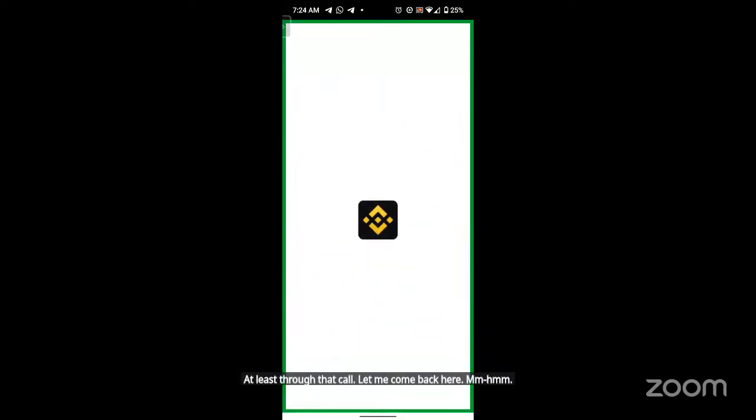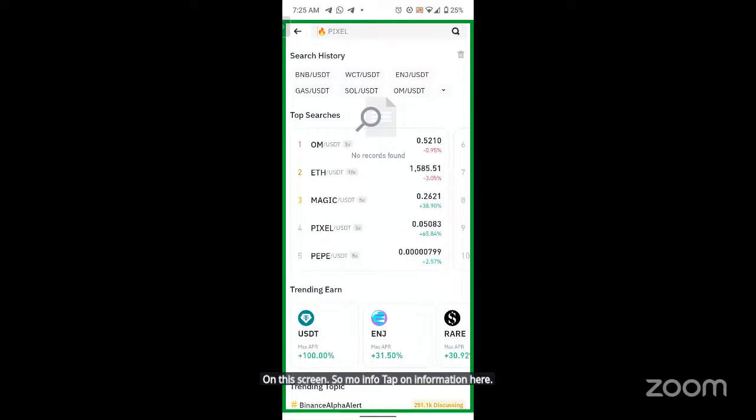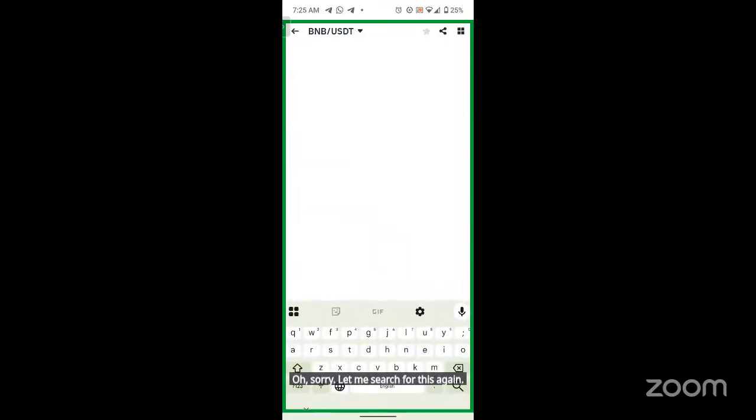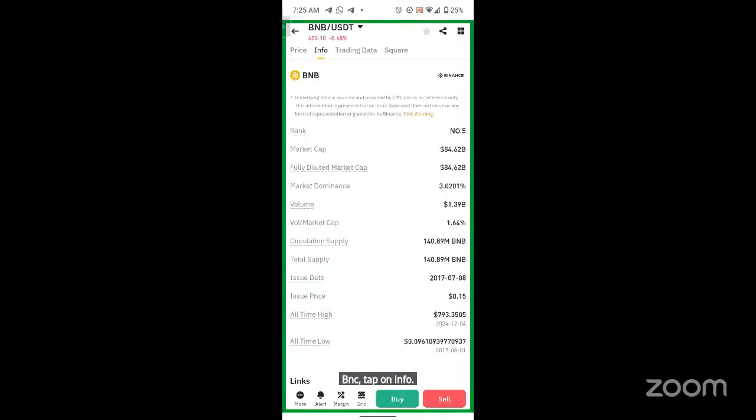Now, when you talk about token economics, we are talking about what you see here on this coin. When we come to this coin, we go to info, tap on information here. Let me search for this again. BNB, tap on info. So it will give you all this.